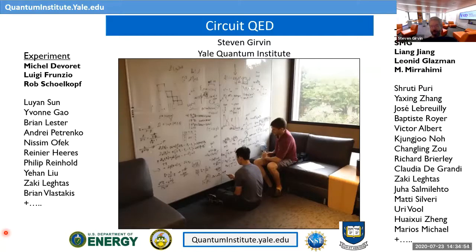I'm going to start with some background on circuit QED, and then move on to an interesting application of our ability to control individual superconducting qubits interacting with individual microwave photons to use boson sampling to do an efficient quantum simulation of the optical vibrational spectra of triatomic molecules.